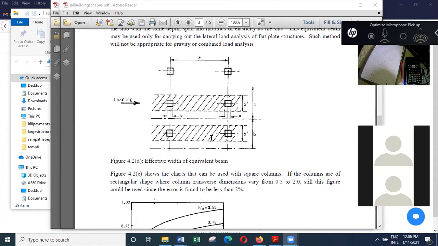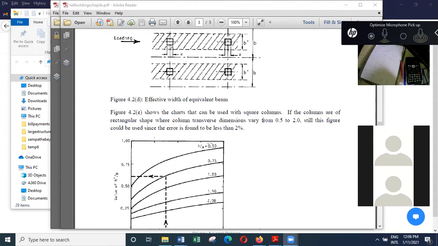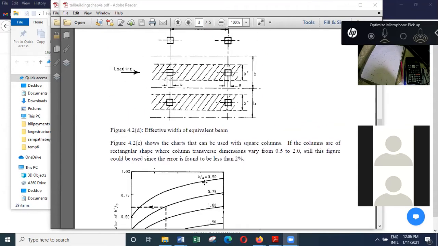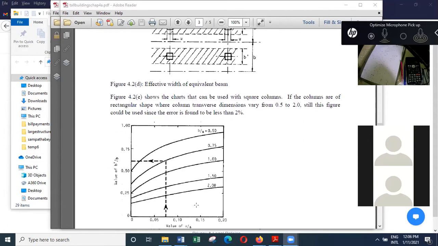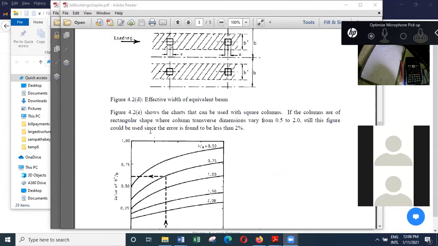And how do you find that is by considering these ratios. U over A ratio, where U is the size of the column and A is the distance between center lines. So you have to find the U over A ratio. And then we also find the B over A ratio. So you have to find the U over A ratio and the B over A ratio. And from that you can find the B dash over B ratio. And that will give the width of the slab that you have to consider for modeling when you are modeling for the lateral load analysis.